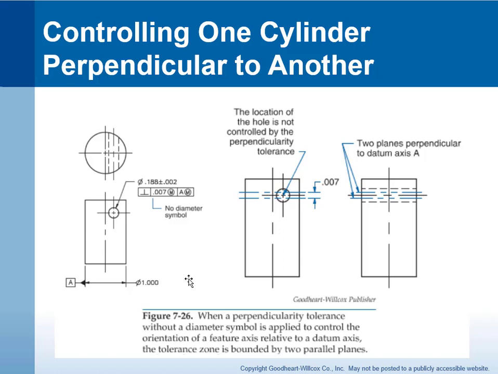That means that I have a 7 thousandths perpendicularity tolerance, and then two planes perpendicular to datum A, and the center axis of my hole must fall within those two planes. Notice that there's no diametrical symbol here, in which case this becomes just two planes for a tolerance zone.